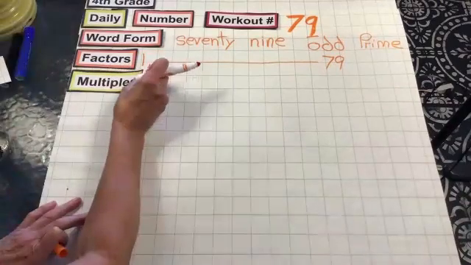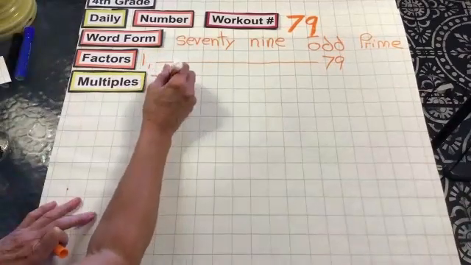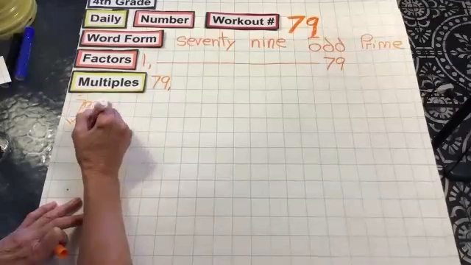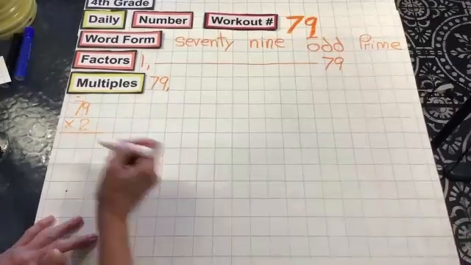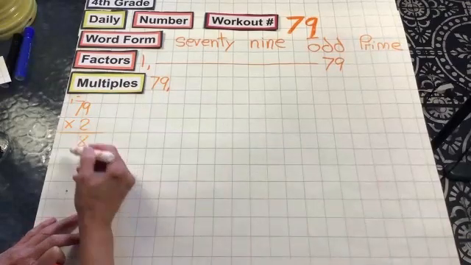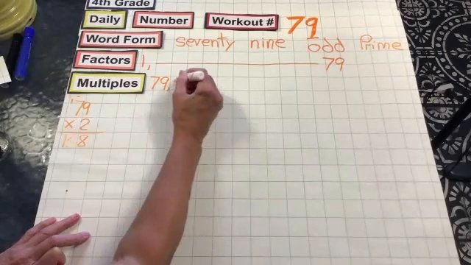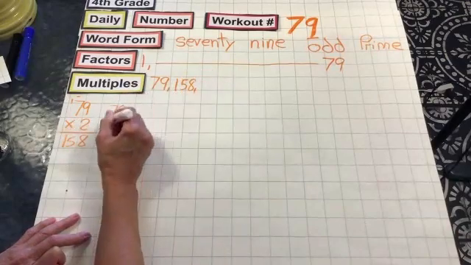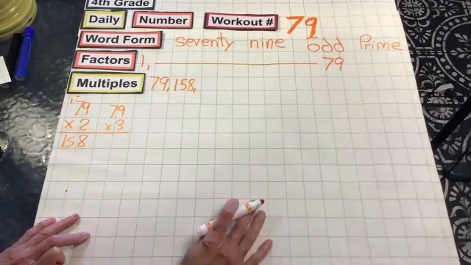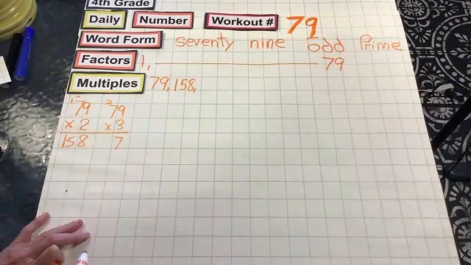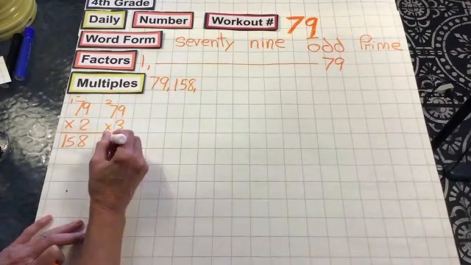So let's go with our multiples of 79. So practicing our facts. Let's start off with 79 times 2, 2 79s. 2 times 9 is 18, drop the 8, carry the 1. 2 times 7 is 14, plus 1 is 15, so we have 158. Let's do 3 79s. 3 times 9 is 27, drop the 7, carry the 2.